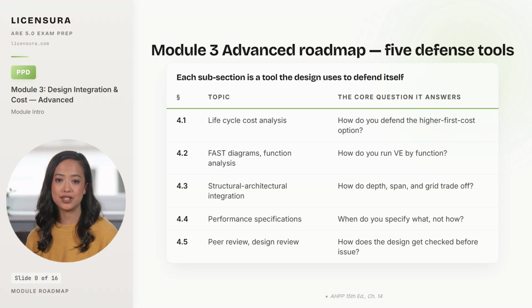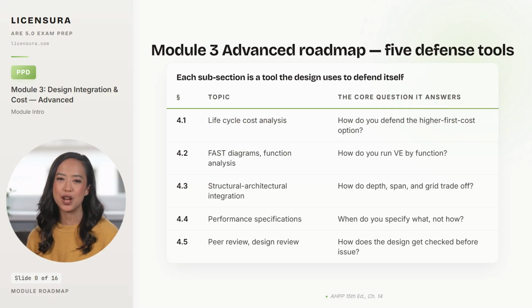Walking the 5 tools. 4.1 is life cycle cost analysis, present valuing every cash flow over the service life of the alternative under a defined discount rate, so the developer sees first cost and operating cost on the same axis. 4.2 is fast diagrams, function analysis system technique, the structured method that asks what each component does and what cheaper alternative would do the same job.